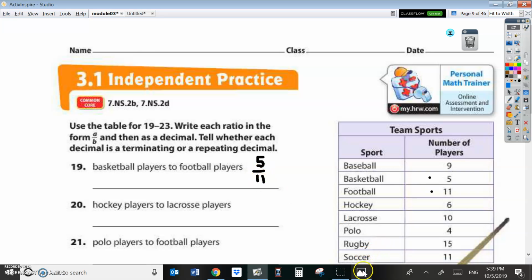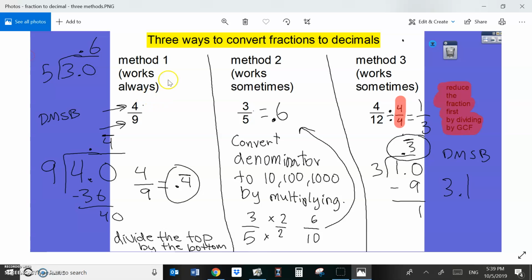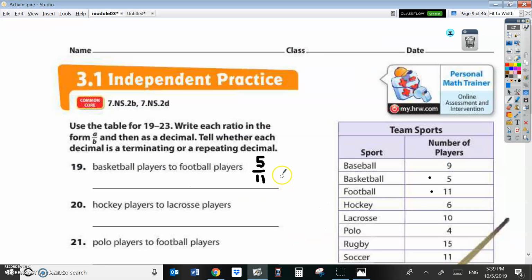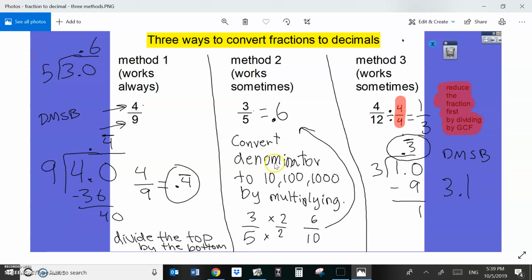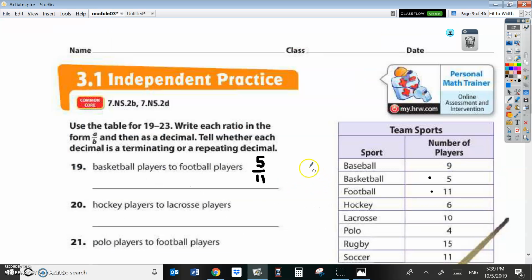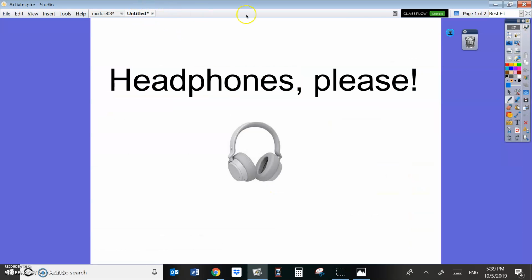And now think about the 3 ways to convert a fraction to a decimal. Method 1 always works. Divide the top by the bottom. Method 2 sometimes works. So 5 can be multiplied by 2 to get 10. Can 11 be multiplied by anything to get 10, 100, or 1000? No. So we have to divide. 5 divided by 11.